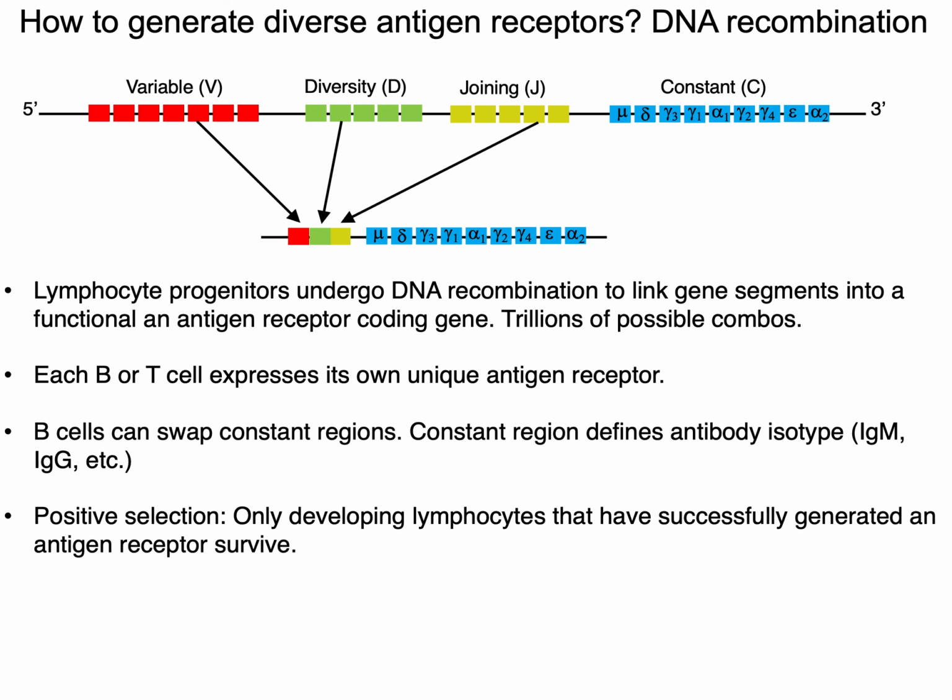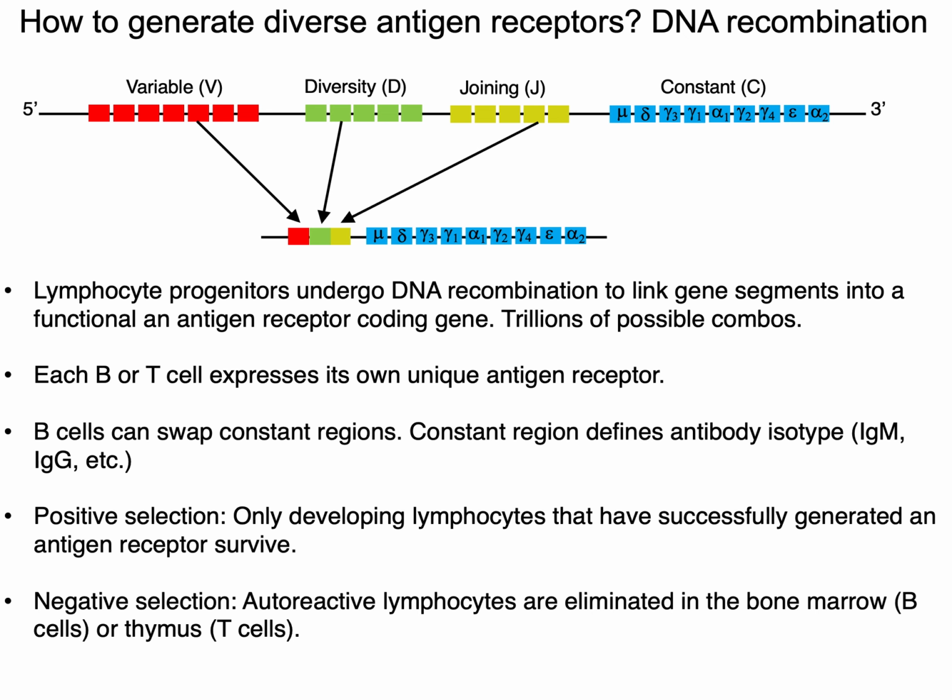The process of positive selection is one in which only developing lymphocytes that have successfully undergone this DNA recombination event can actually survive. And negative selection occurs because autoreactive lymphocytes during development, when they see an antigen to which they are specific, undergo apoptosis.